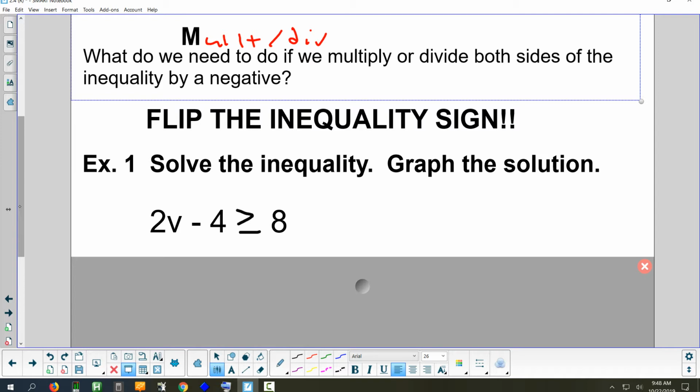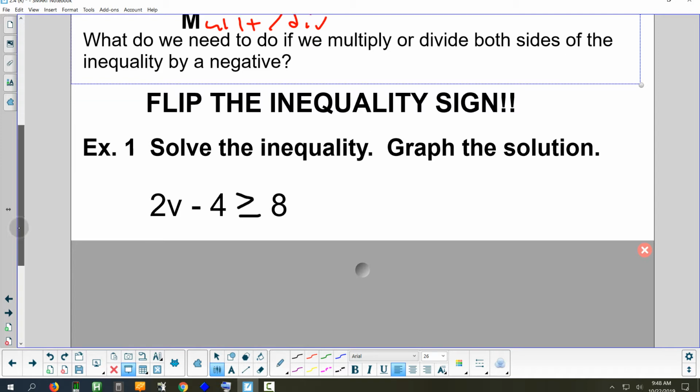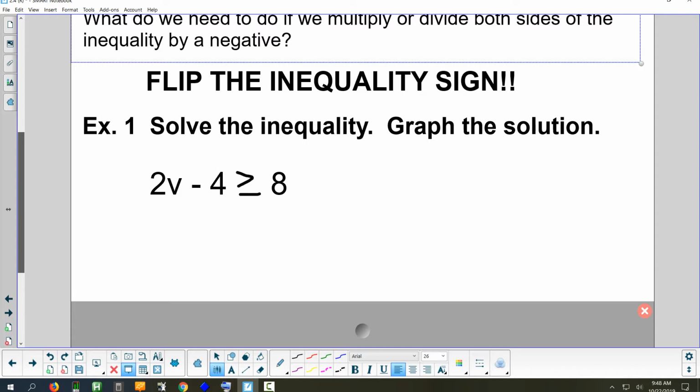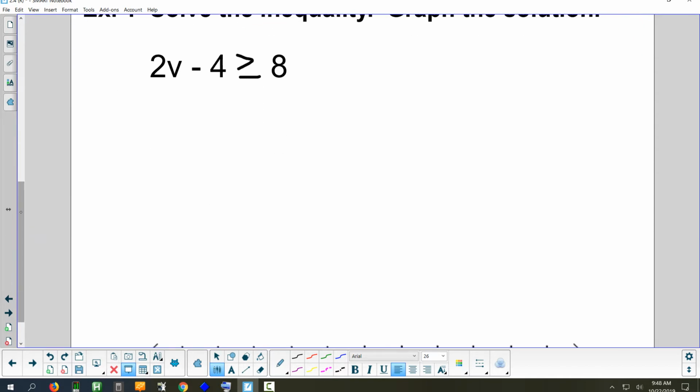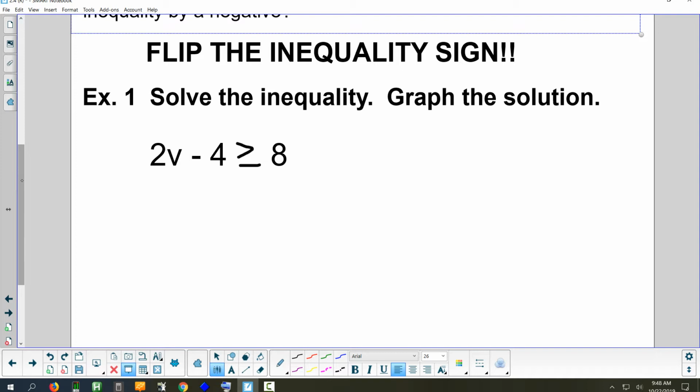If they want you to graph it, either in the homework or on the test, they'll put a number line for you. Sometimes that number line might be numbered. Sometimes it might be blank. It depends how they do it. All right, so they want us to solve this inequality and then graph the solution. So it says 2v minus 4 is greater than or equal to 8.